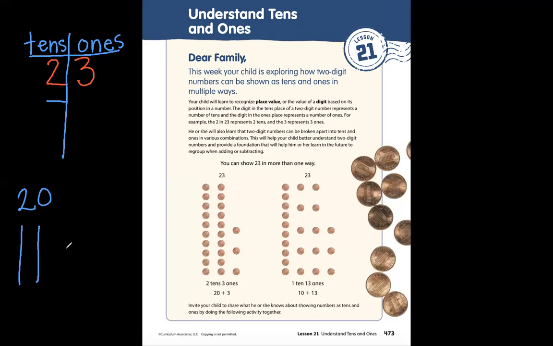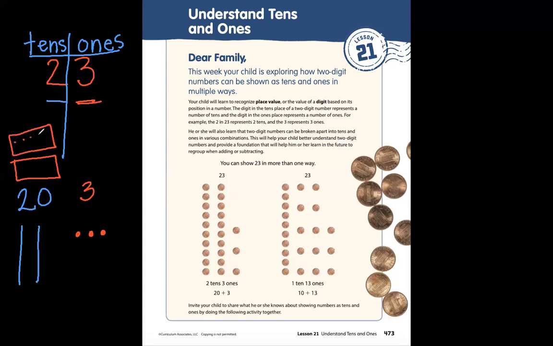The 2 is representing 2 groups of 10. Also understanding the value of the 3. The number 3 has a value of 3 ones. It has 1 one, 2 ones, and 3 ones. The number 20 could be broken apart just like this as 2 different groups of 10.